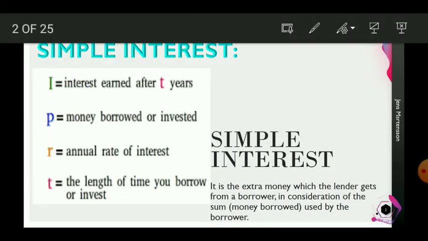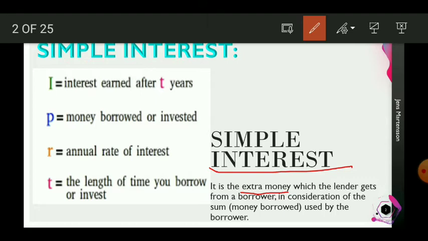So what is simple interest? It is the extra money, the additional money which the lender gets from a borrower in consideration of the sum used by the borrower. Basically, we can say that it is the extra amount which is added to the borrowed money or the invested money.